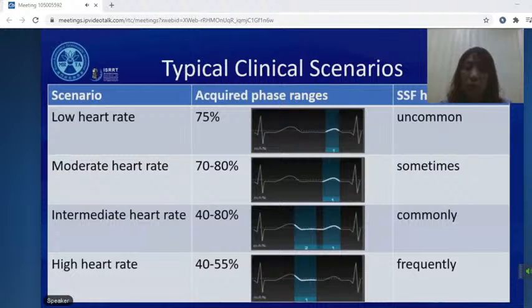Patient heart rates are divided into 4 categories. Low heart rate: acquire 75% R-peak acquisition, and sometimes SSF is used. The SSF is a motion-free post-processing function. I will tell you later on. Moderate heart rate: acquire 70 to 80% R-peak acquisition. The acquired phase is a little bit wider. SSF is needed sometimes. Intermediate heart rate: acquire 40 to 80% R-peak acquisition. SSF is needed. Irregular heart rate: 40 to 55% R-peak acquisition. SSF is needed.